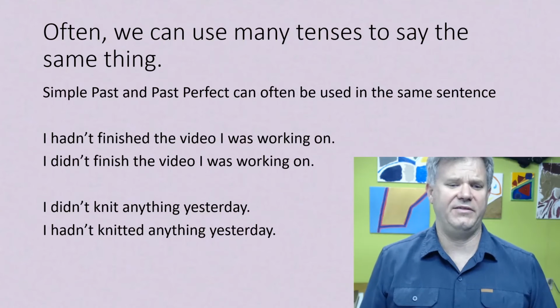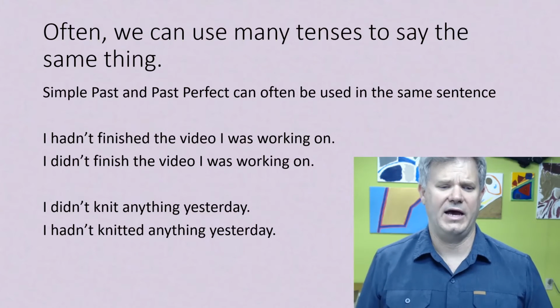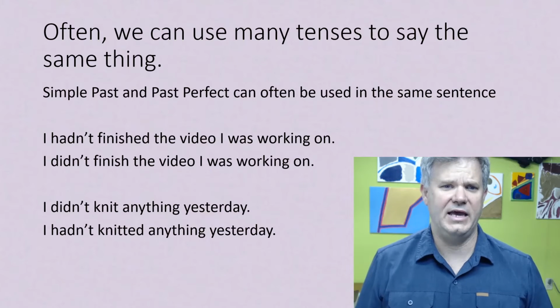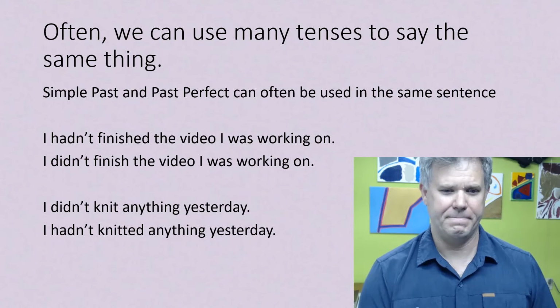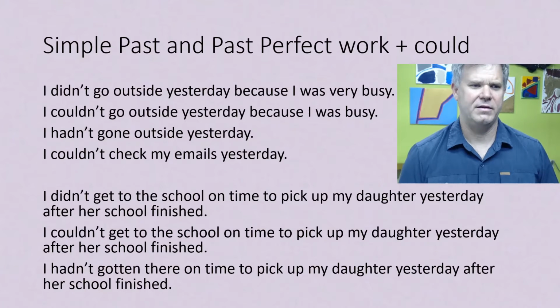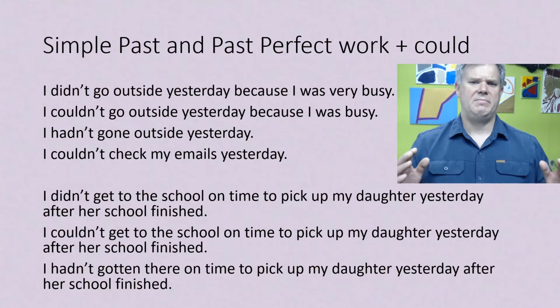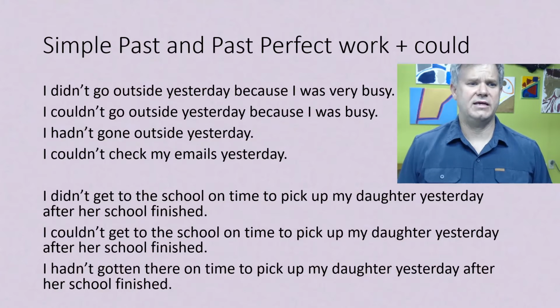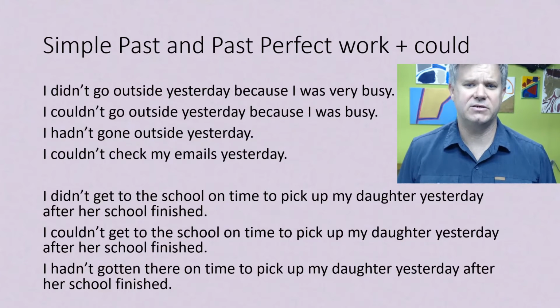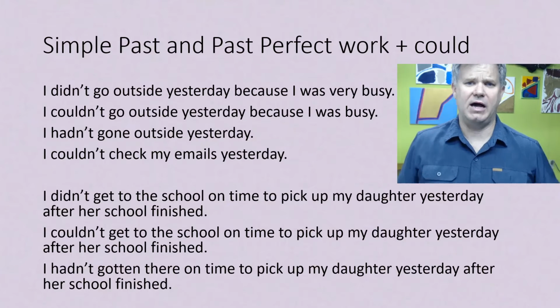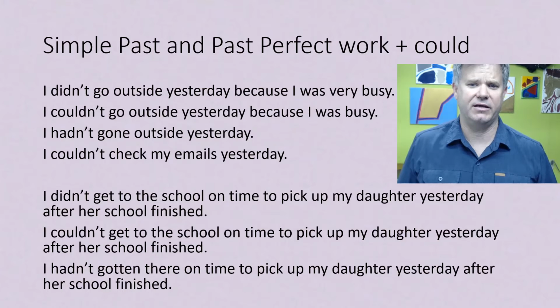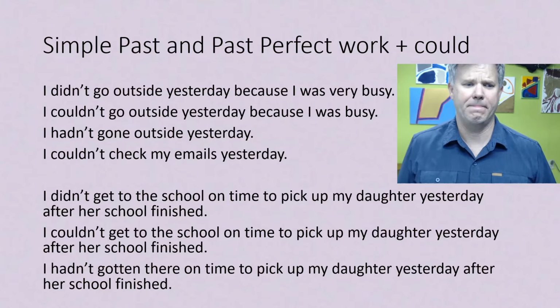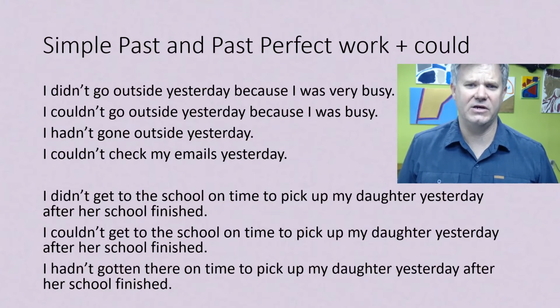I didn't knit anything yesterday. I hadn't knitted anything yesterday. Easy, right? Maybe. Simple past and past perfect work, and also could. Look at this. I didn't go outside yesterday because I was very busy. I couldn't go outside yesterday because I was busy. I hadn't gone outside yesterday.